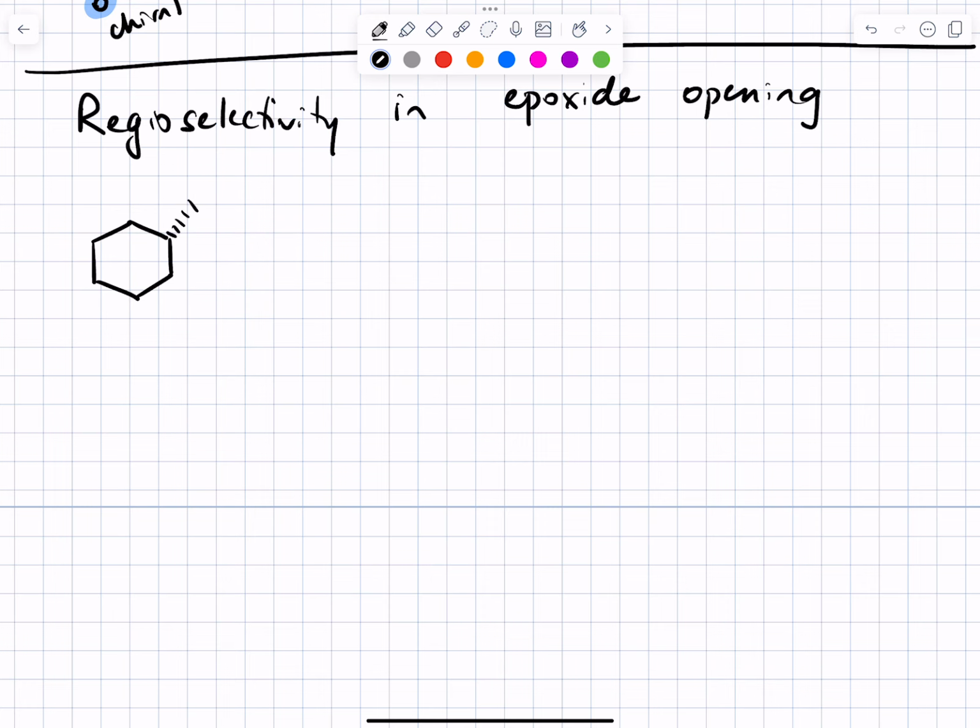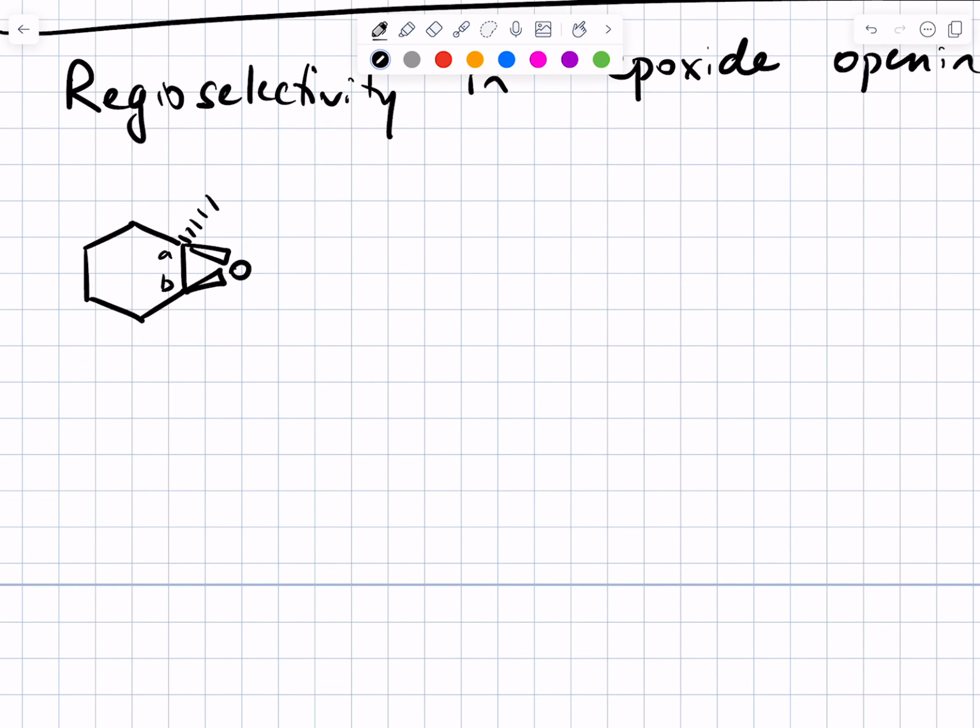And I'm going to draw this epoxide because I'm using a 6-membered ring. It's just easier to draw it this way. And you've got two options here. You've got option A, or you've got carbon A or carbon B, and carbon A and B are not identical. So the question is, if I use a nucleophile, am I going to get regioisomer, fine, we can call it regioisomer A, because you would get it from attack at A.